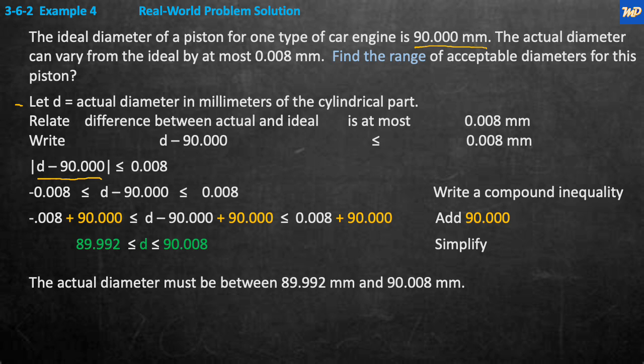And what does the answer come out to? It comes out to 89.992 is less than or equal to D is less than or equal to 90.008. That means the pistons can range, as you pull them off the line and measure them. According to the specification from the manufacturer, the actual diameter has to be between 89.992 and 90.008 in order to be considered a good piston.